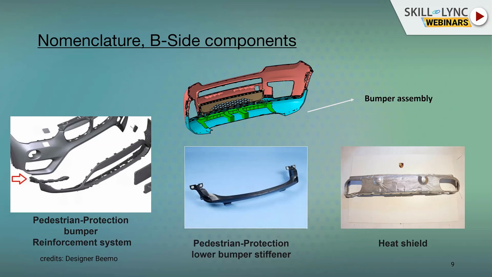Additionally, on the right side we have the heat shield. Typically, the heat shield is attached to the rear end of the bumper systems, like the rear bumper system assembly, in order to protect the system from the heat coming out of the muffler.